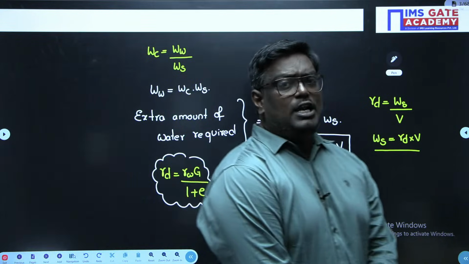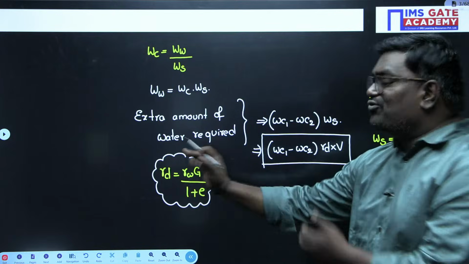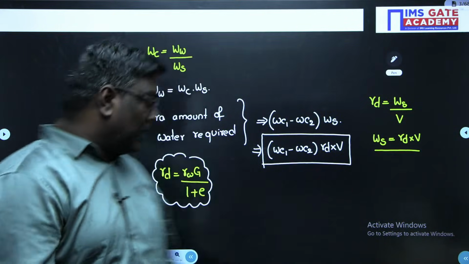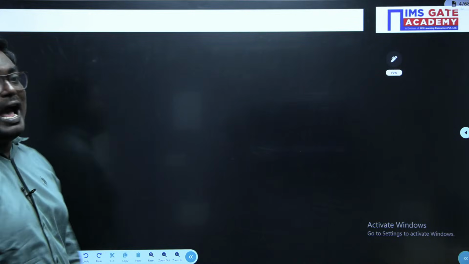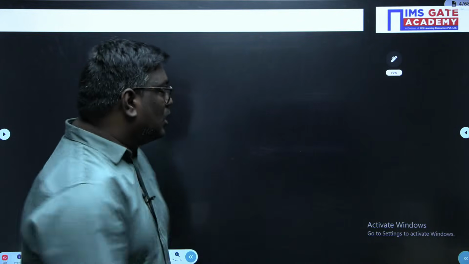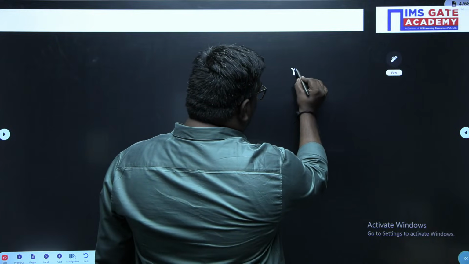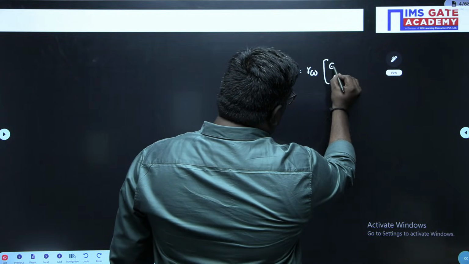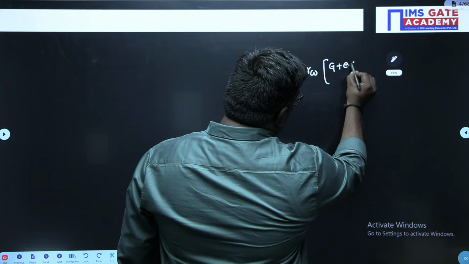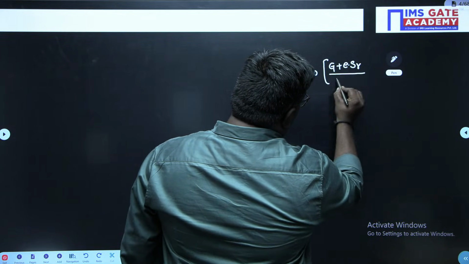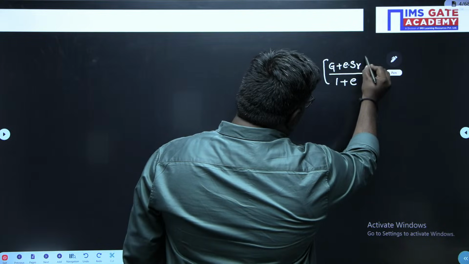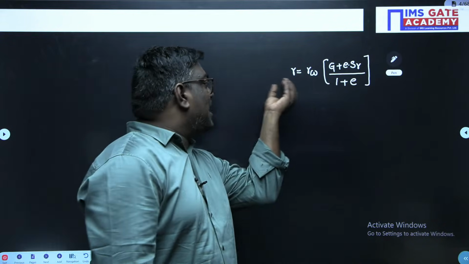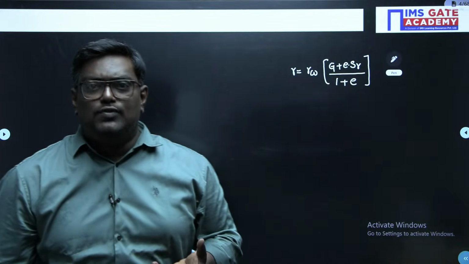So, let me tell you how to remember this formula when you are solving a question on properties of soil. So, usually I encourage students to remember gamma is equal to gamma W into (G plus e S_r) upon 1 plus e. Here, my dear students, what do you mean by gamma? Gamma is nothing but the unit weight of soil.